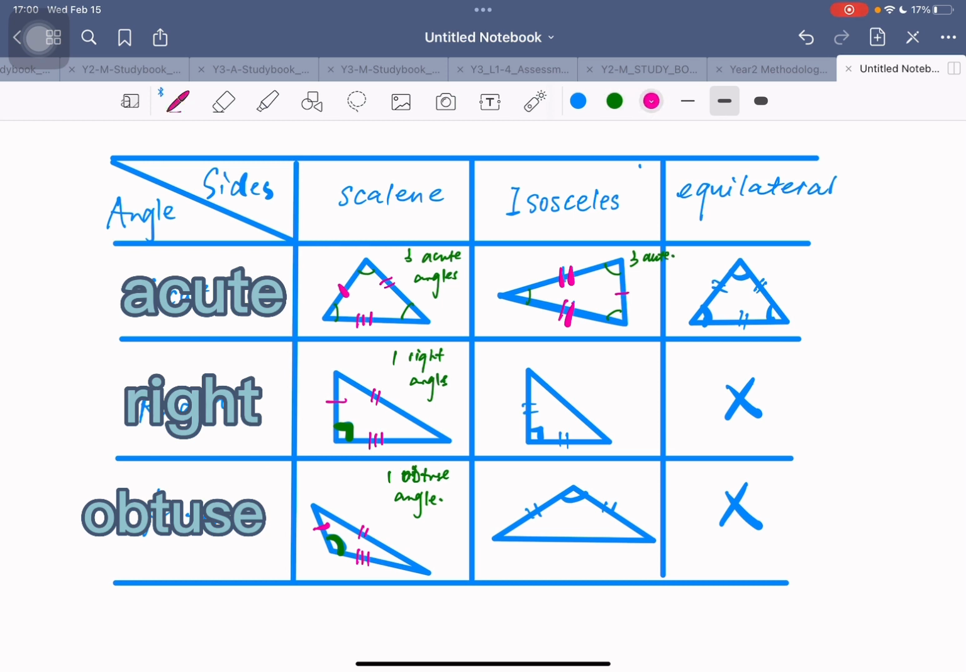And then you can also have the isosceles right angle triangle. So we have 2 sides that are the same and a different side, and we have 1 right angle. Okay, and the last one we have is the isosceles obtuse angled triangle. So that means we have 2 sides that are the same and a different side. At the same time, we have 1 obtuse angle.